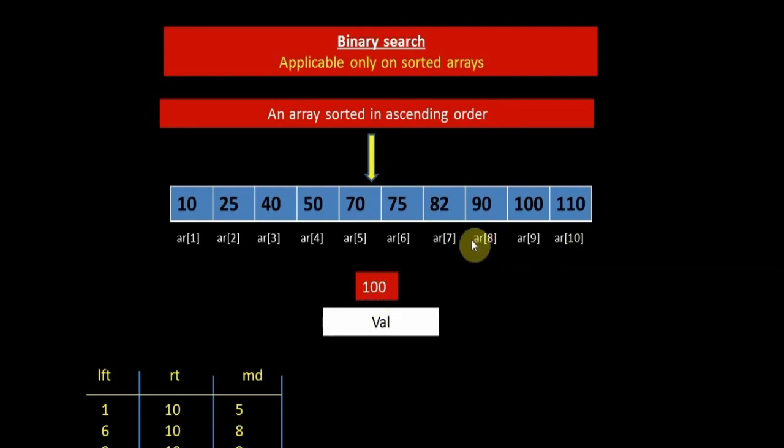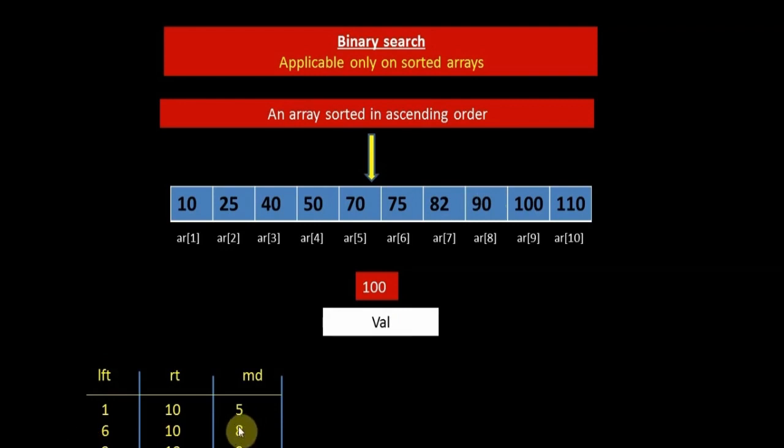R8 is my middle element of this subarray. So I will compare 100 with the R8 value, that is 90. Again, the value to be searched happens to be bigger than the middle value. So again, I will be changing the value of the leftmost subscript, that is LFT, and that will become MD plus 1.